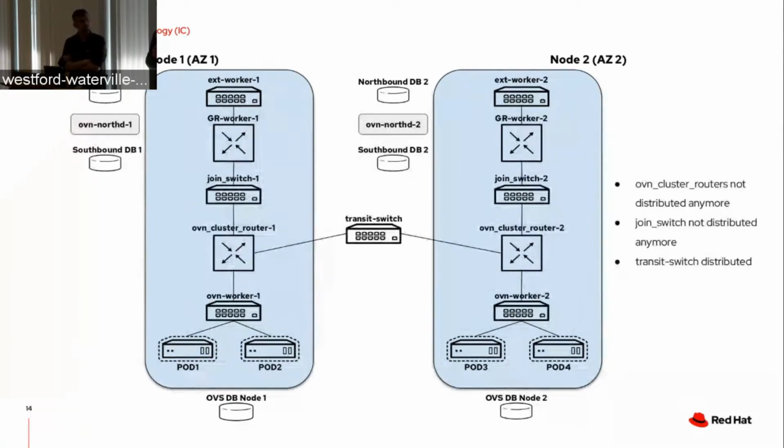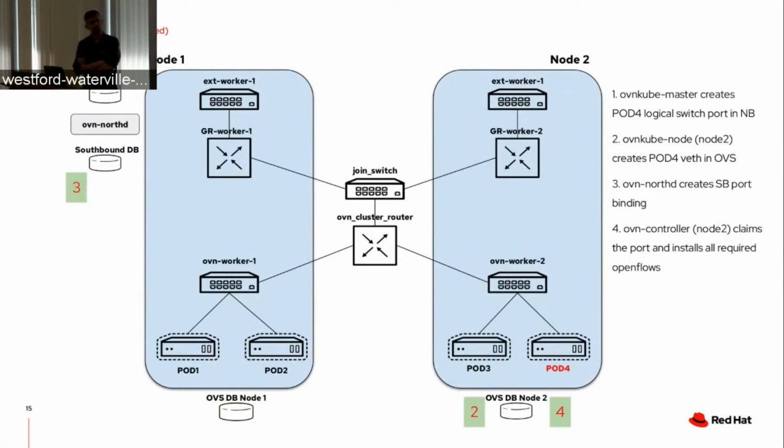We want to change it to something that looks like this. In every zone, we basically have the same deployment, the same logical topology as we had in the centralized OVN Kubernetes cluster. And we connect these together via a logical transit switch. So the OVN cluster routers are not distributed anymore. The join switch is not distributed anymore. The only thing that's distributed is the transit switch.